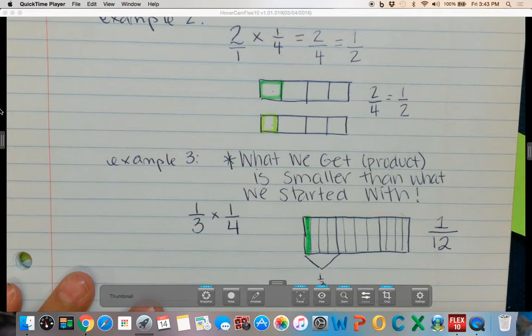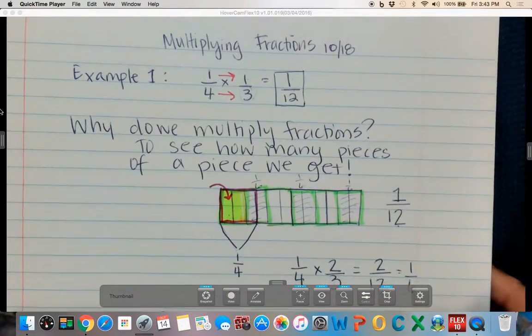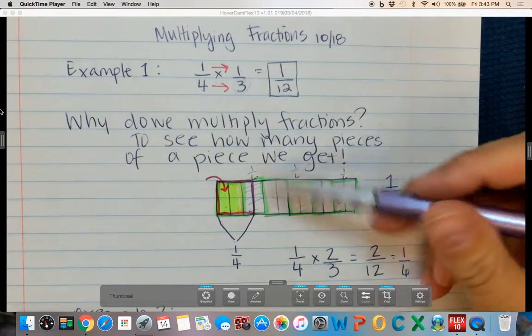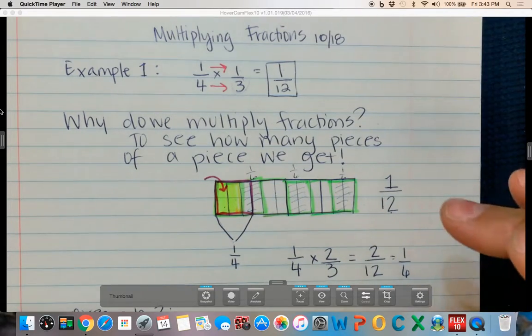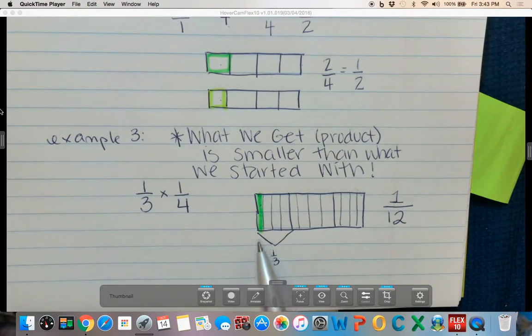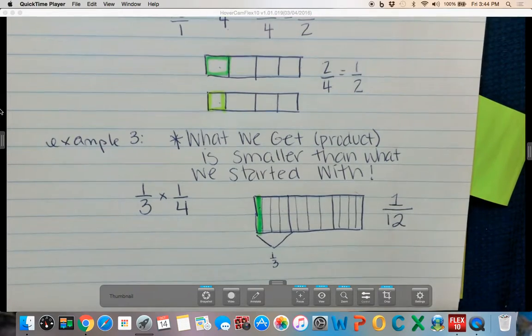Oh my gosh, that's the same as the first problem we did. I just did it backwards. I didn't even realize that. So if you go up here, I did 1/4 times 1/3, and we got the same thing. Oh my gosh, I didn't even realize that. We just did it differently. Same answer. That was my mistake, but I'm going to show you another one.